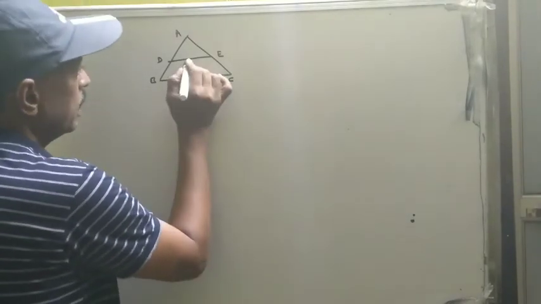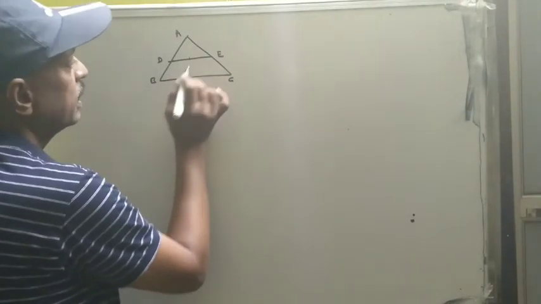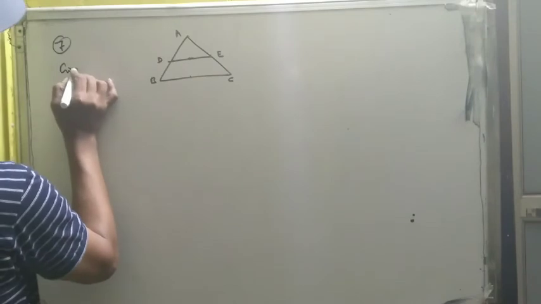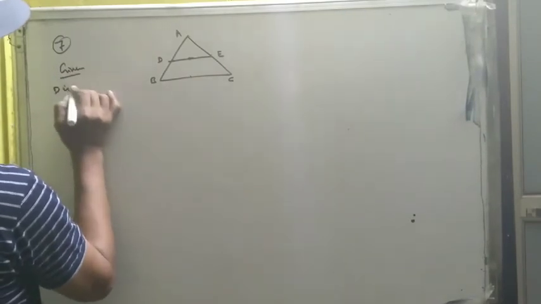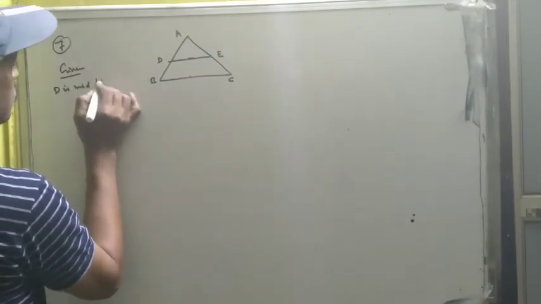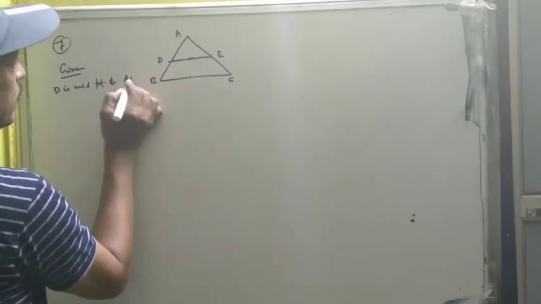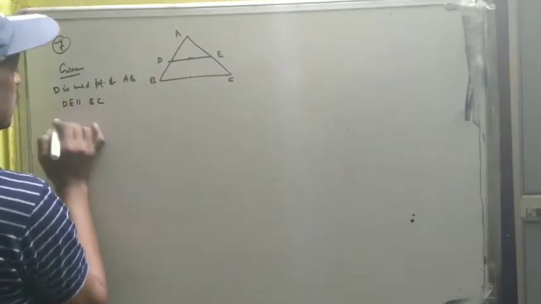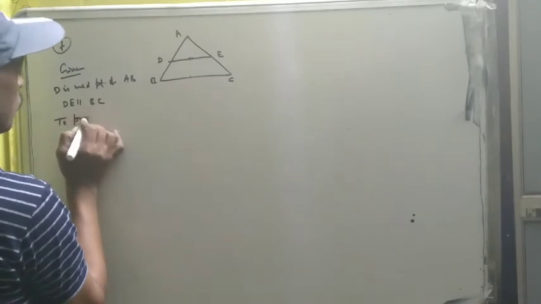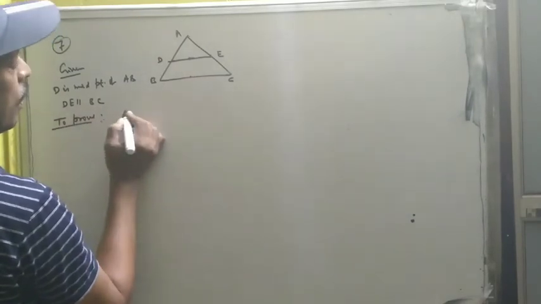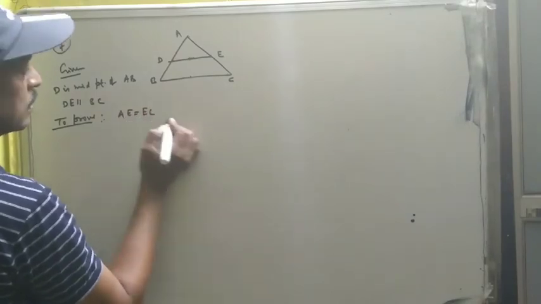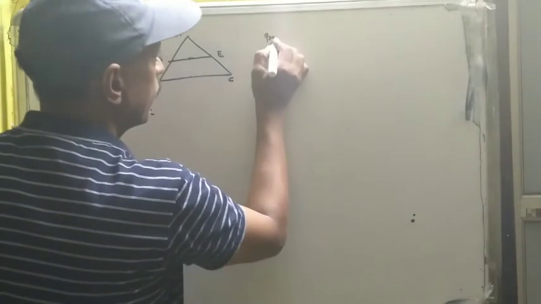तो ये बताना है कि अगर DE parallel है BC के, तो ये AE और EC इक्वल होगा. So given that D is the midpoint of AB and DE is parallel to BC. Then we have to prove that AE equals EC. So let us prove here.